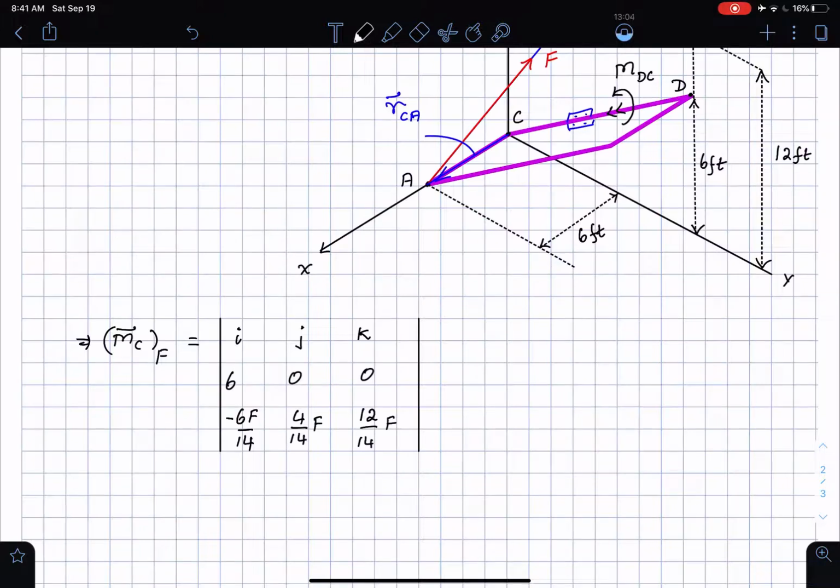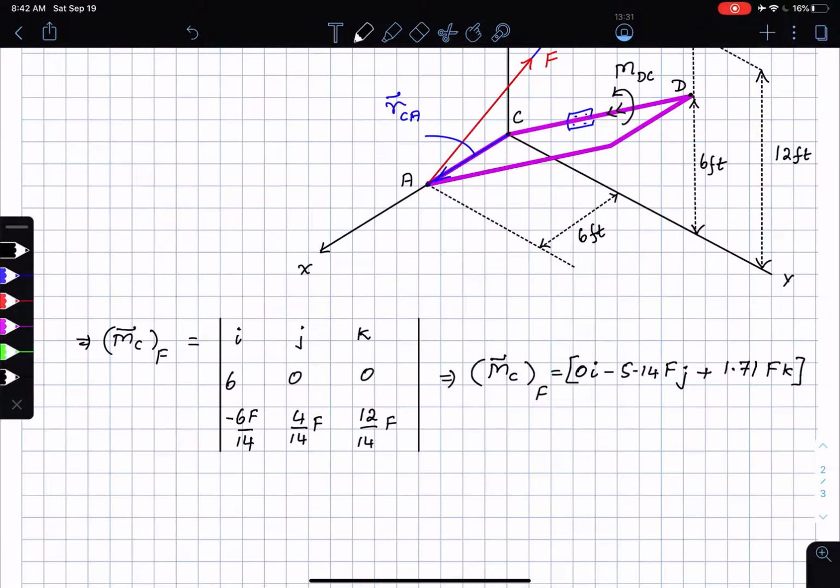And if I find out what this is by using the cross product idea, then MC due to F, after I do my computations, is going to be 0i minus 5.14 times Fj, because F is still an unknown, but I'm treating it as something that I can find out, plus 1.71 Fk. So this is what I end up getting.